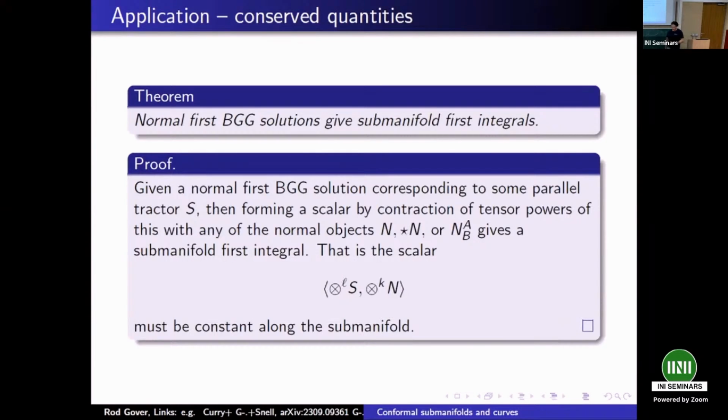Okay, so now we can make first integrals for these distinguished submanifolds in exactly the same way. Normal BGG solutions give submanifold first integrals. Why is that? Just the same argument. If you have a first BGG solution that's normal, then it produces a parallel tractor. And if you can somehow contract such a parallel tractor, or tensor powers thereof, into any one of these objects or tensor powers thereof, then you get something that has to be parallel along the curve. So you can proliferate conserved quantities for these things when you have normal solutions.